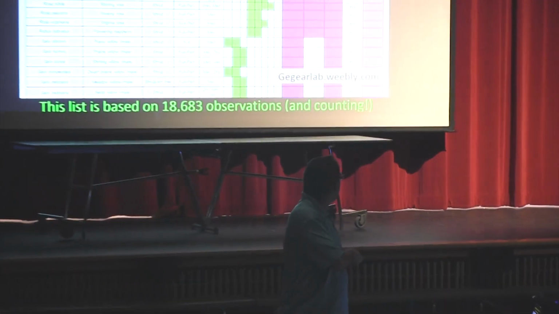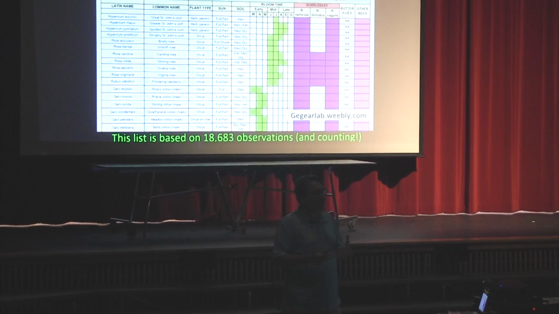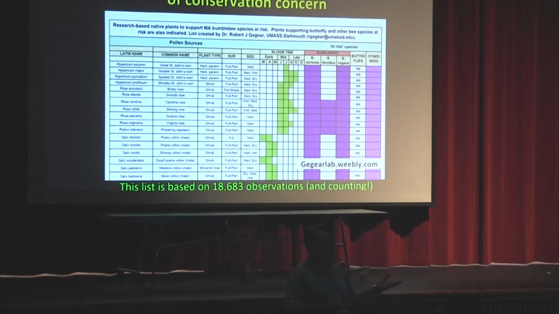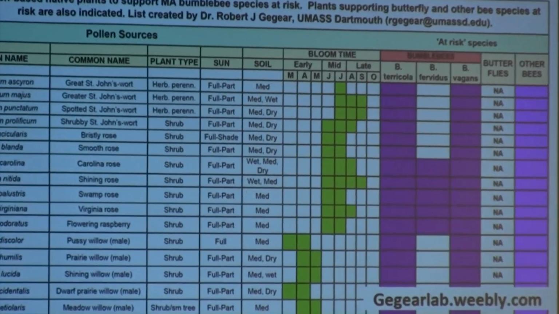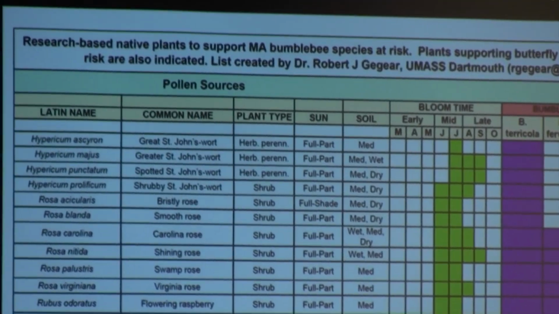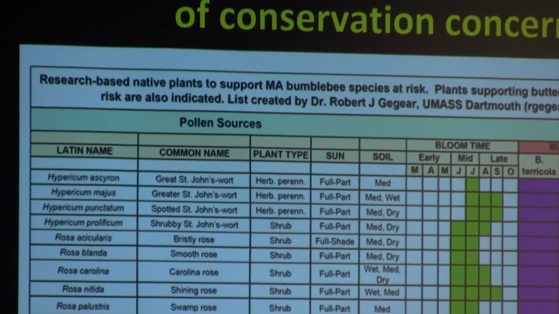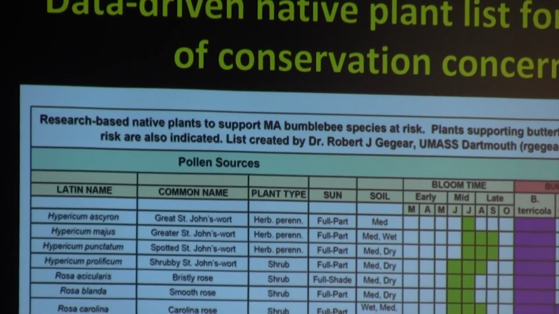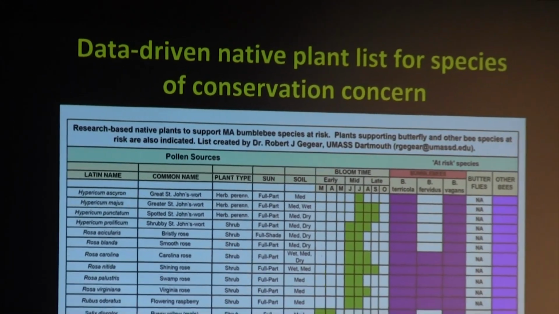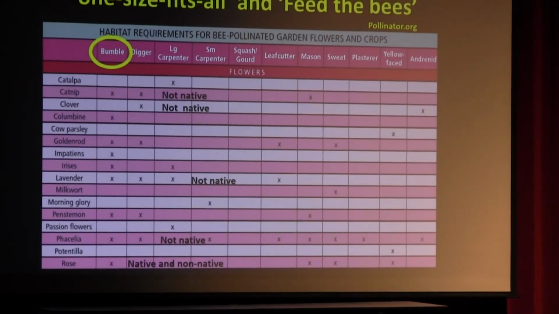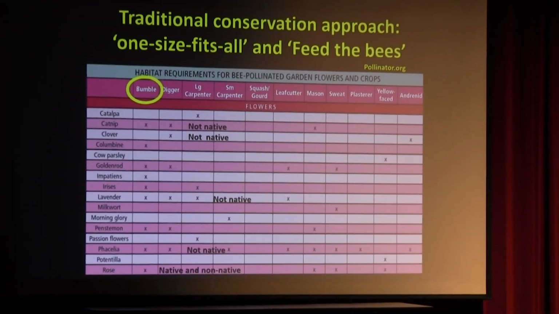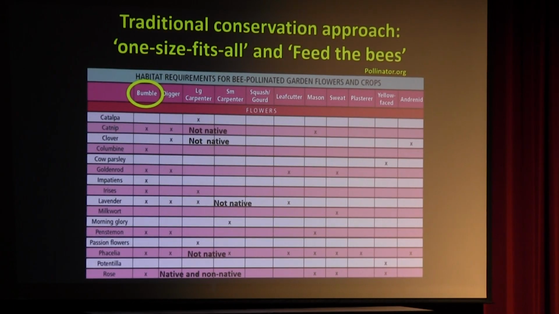And this list doesn't exclude the common species. What happens is people put in plants that the common species love, and they're excluding the target species, the species of conservation concern. These plants do both. They're hitting the species of conservation concern, and there'll be common species on there as well. So you're able to get the diversity back into your backyard or conservation area. So that's my approach, right? Makes sense. This is what's going on elsewhere.